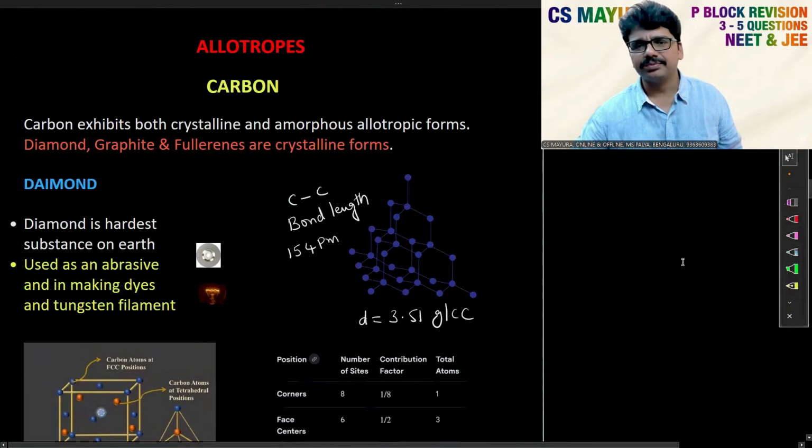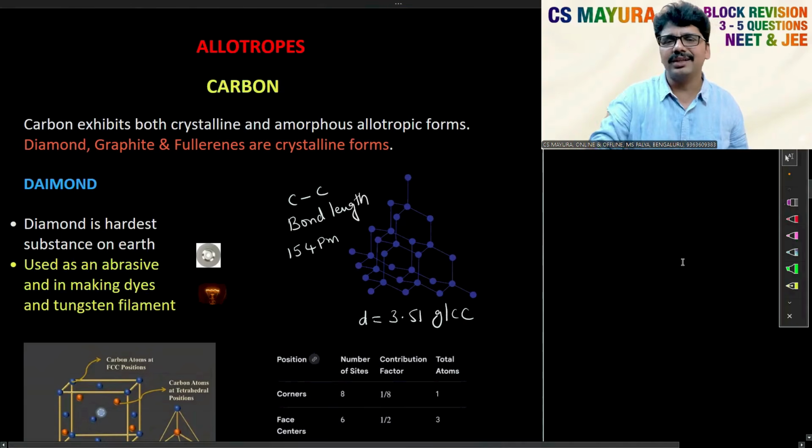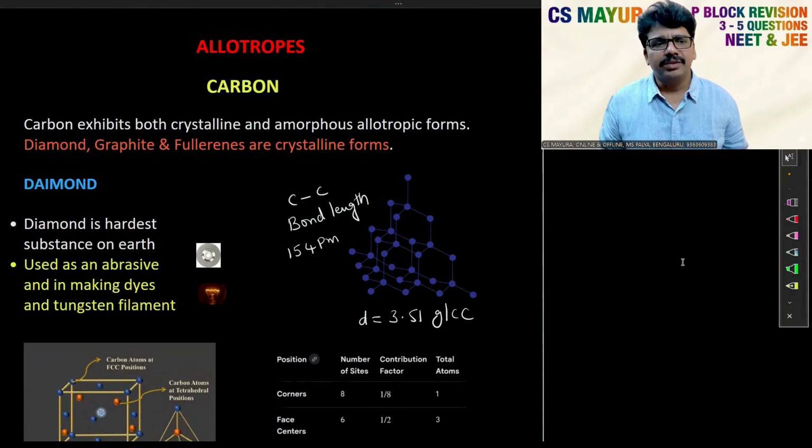Allotropes of carbon. Carbon has many allotropes. Some are amorphous allotropic forms, some are crystalline allotropic forms. Amorphous means their atoms or molecules are not arranged in a systematic manner. If the molecules or atoms are arranged in a systematic manner, there is a particular arrangement. It may be simple cubic structure, face-centered cubic, body-centered cubic, hexagonal close packing, or any other structures. If the atoms or molecules are arranged in a particular method, that is called crystalline. So here we are going to discuss crystalline allotropic forms of carbon.